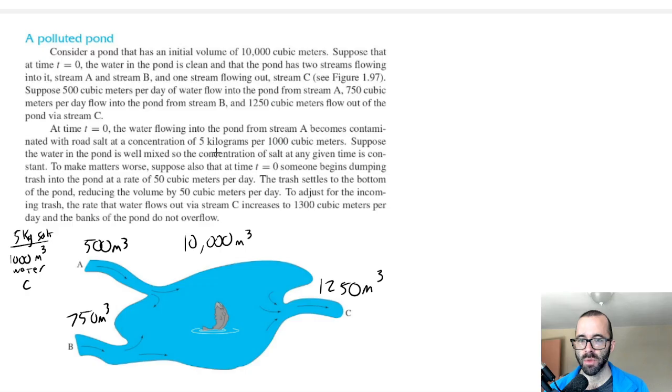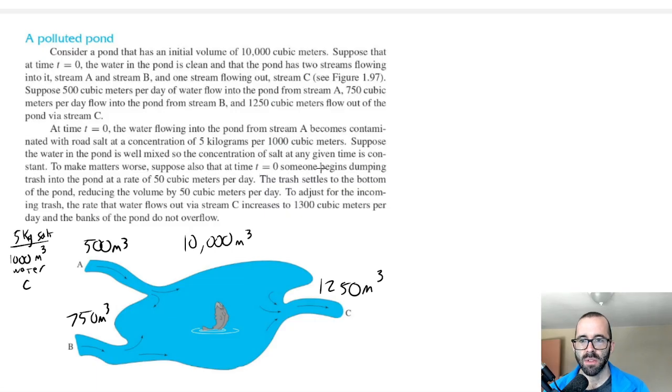The water in the pond is well mixed. So again, we don't have to worry about any mixing, any actual fluid dynamics really. And so we can assume that the concentration of salt is constant in the pond. And apparently we have more bad news.